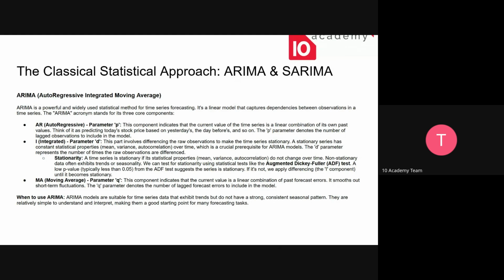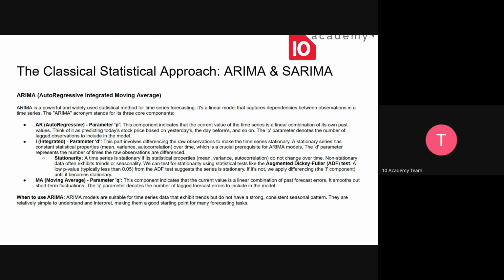We can make a test, or it can pass a statistical test like the Augmented Dickey-Fuller, or ADF, test. What the ADF test is going to do is calculate the p-value. If we have a p-value typically less than 0.05 from the ADF test, we have information that the data we have is stationary. So in this case, the data is not supposed to be differenced, because we already have stationary data.